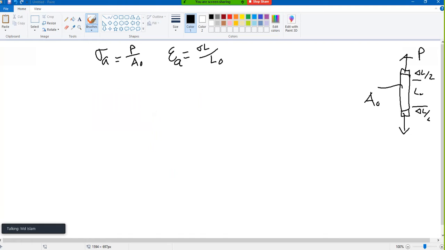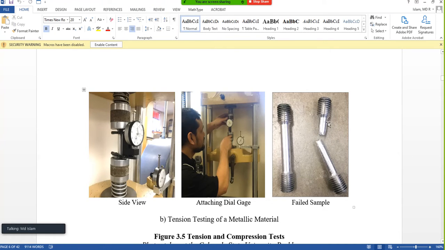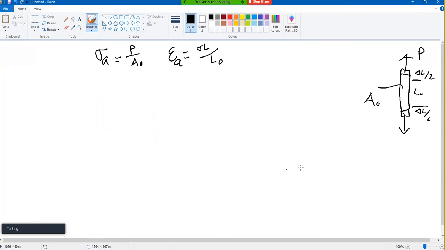Okay, so very briefly, after applying load, it will finally fail like this. We will see. So this is the schematic. Here our original length is L naught, deformation is delta L by 2 one side, delta L by 2 other side. Original cross sectional area is A naught. Applied load is P. So axial stress is P by A naught. Axial strain is delta L by L naught, original dimension.